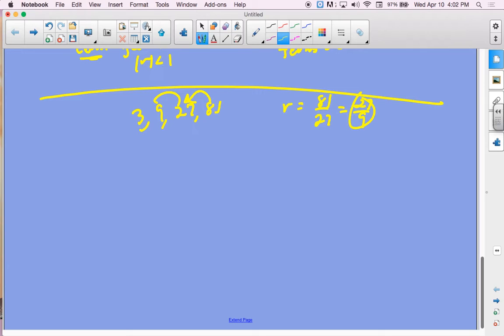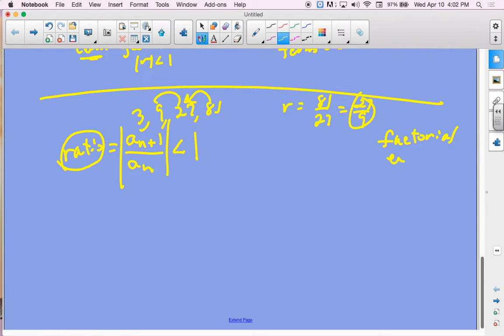But just talking about how you find a ratio, on the geometric test, you say a sub n plus 1 over a sub n, and you want the absolute value of the ratio to be less than 1. And so what's interesting is even if it's not geometric, we can still use the ratio test to tell us if it converges. Usually use this test if you have factorials. It's really good for factorials and exponents.